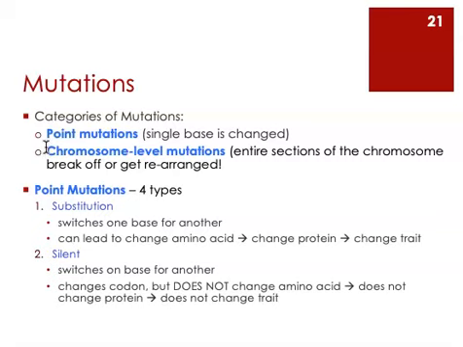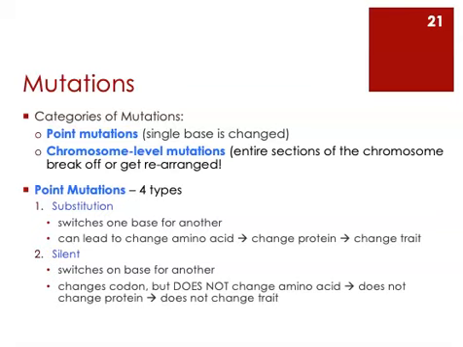Chromosome level mutations are very different. Chromosome level mutations are the kinds of mutations that are caused when entire sections of chromosomes get broken off and then reinserted in a new arrangement. Chromosome level mutations are actually quite common in human cells and in other higher eukaryotes, but it's point mutations that we see primarily in microbial cells, and so that's what we will focus on in this lecture.